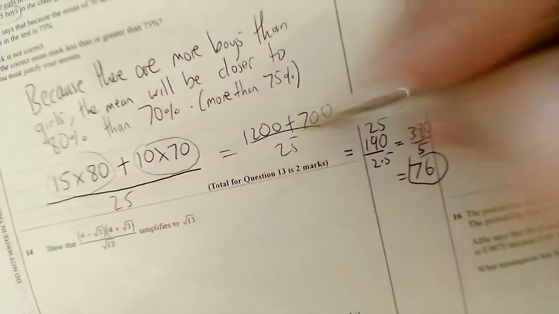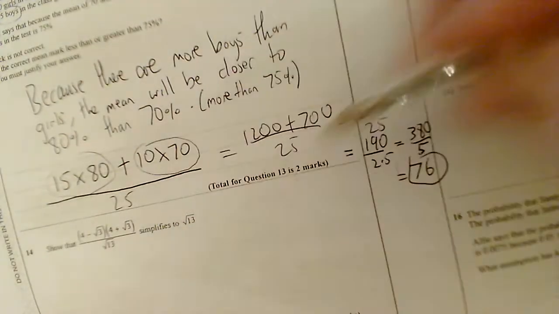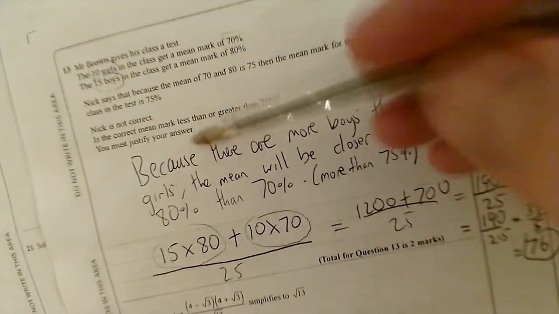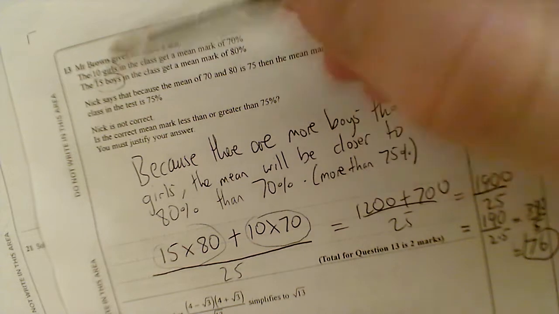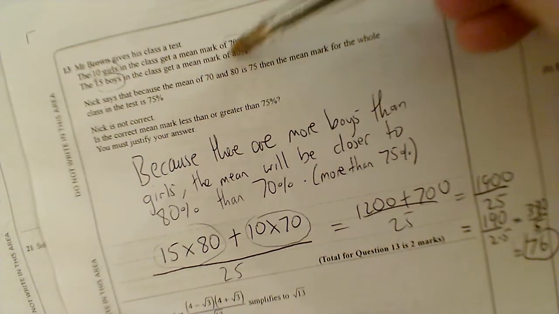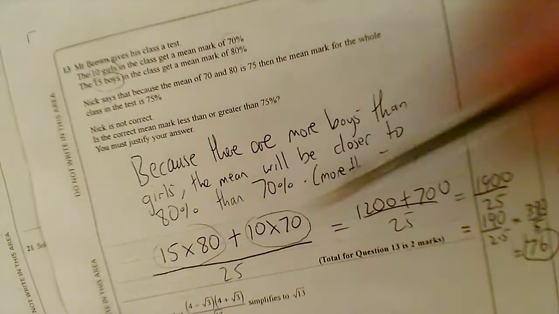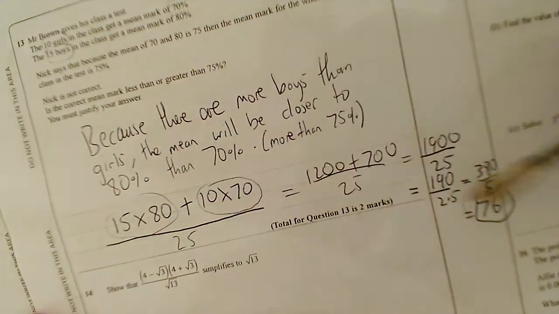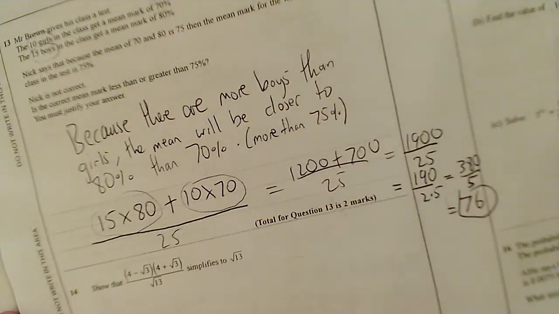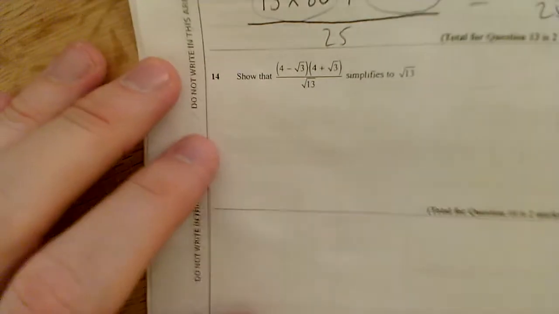You don't have to do this to work out the actual mean. I just thought I'd show you quickly how you can do it. The explanation is enough just to say that because there's more boys than girls, it will tend closer to 80 than 70. So it will be more than 75%. That top bit is enough. This is just some extra stuff that if it confuses you, you can ignore it. Let's do question 14 at the same time.